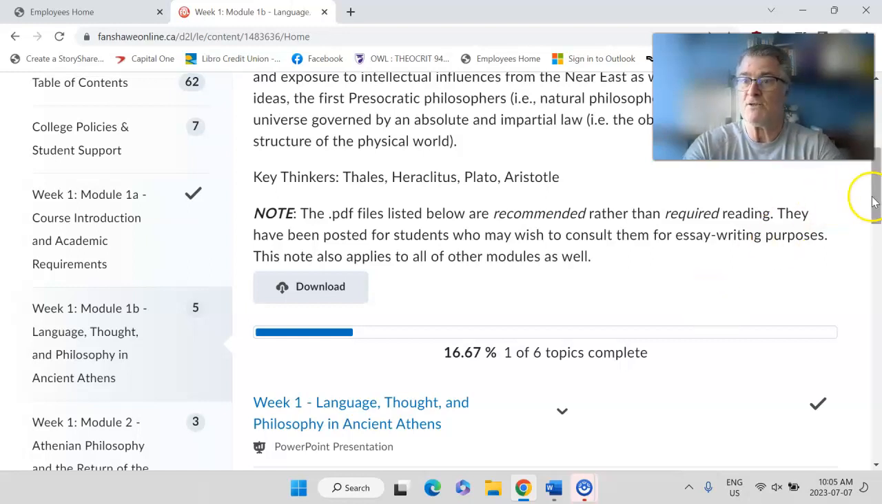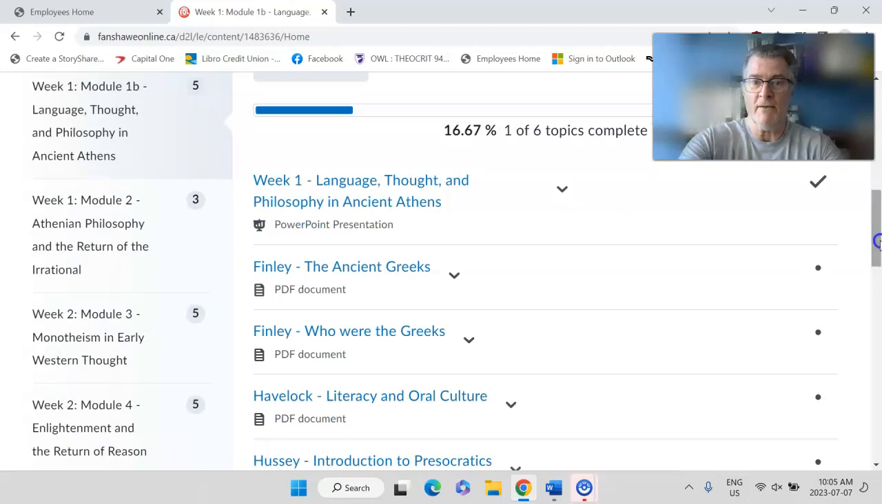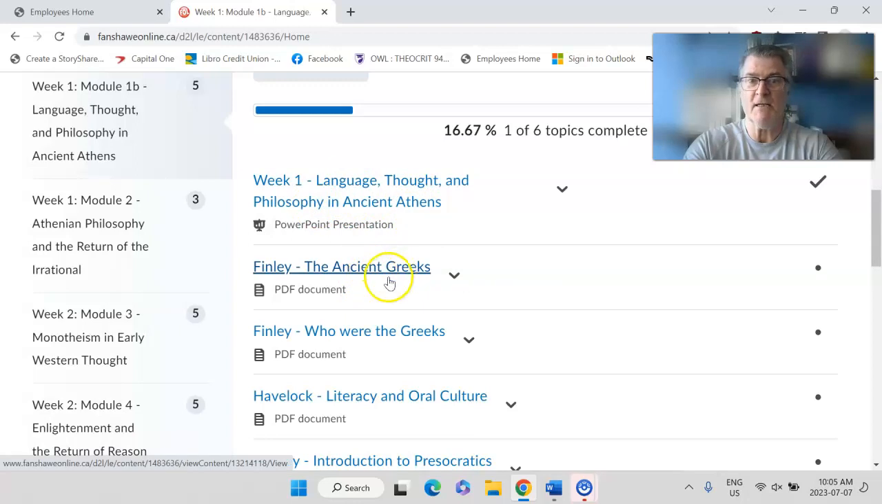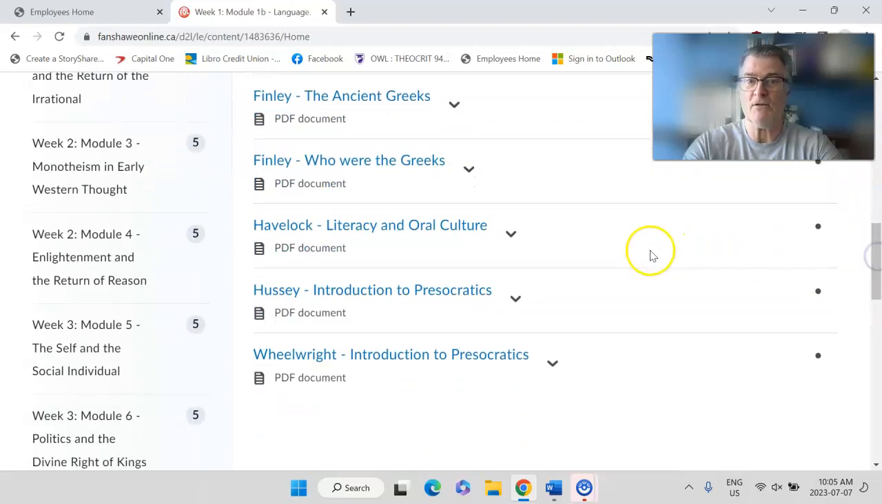Okay, so what does that mean? As you scroll down, there is the PowerPoint presentation. There is the PDF document. This is by Finley, called The Ancient Greeks. Another one by Finley, Who Were the Greeks? Havelock, who wrote a really, really interesting book on literacy and oral culture, the reinvention of the alphabet. There's some information there. The Hussey book on Introduction to Pre-Socratics and Pre-Socratic Thinking. Philip Wheelwright's book on Introduction to Pre-Socratics. Lots of material. And that is only the first one.